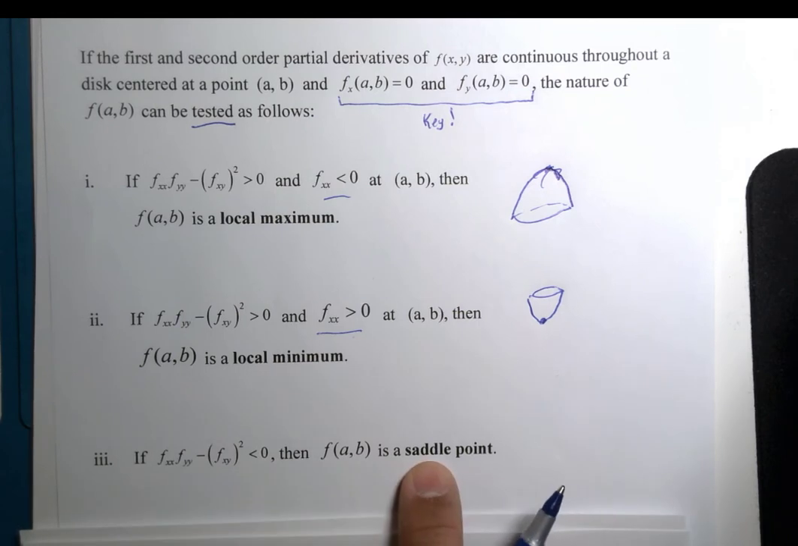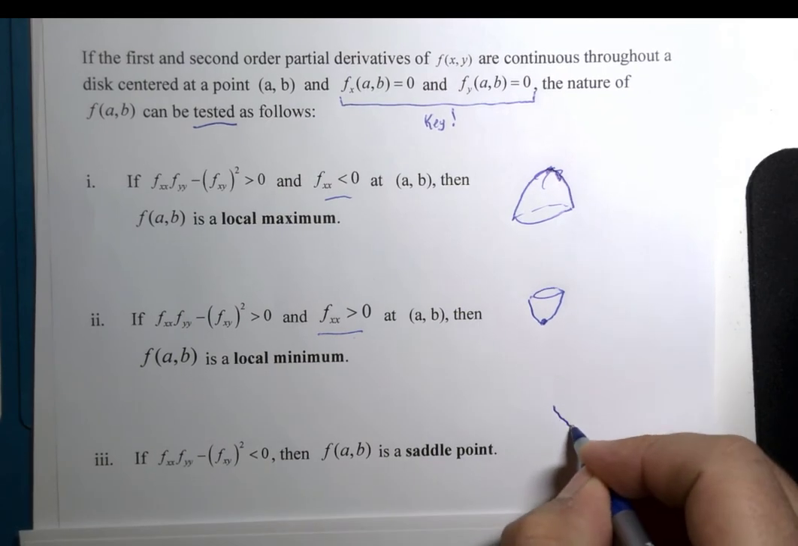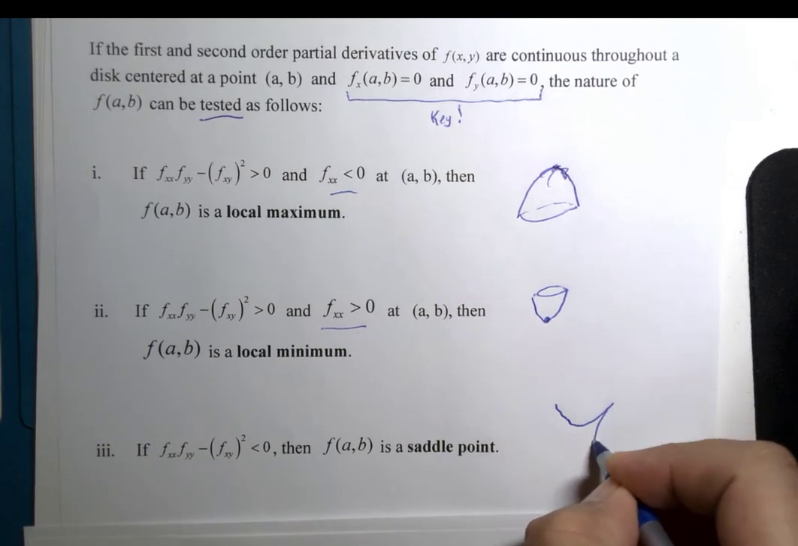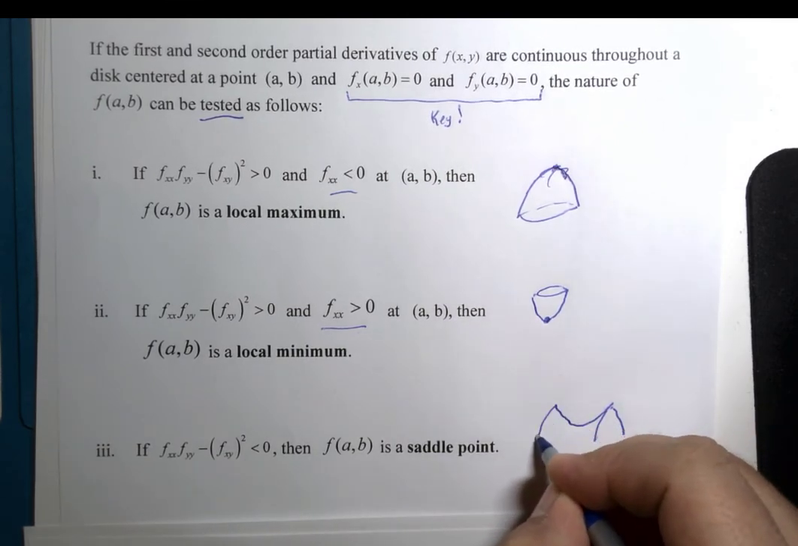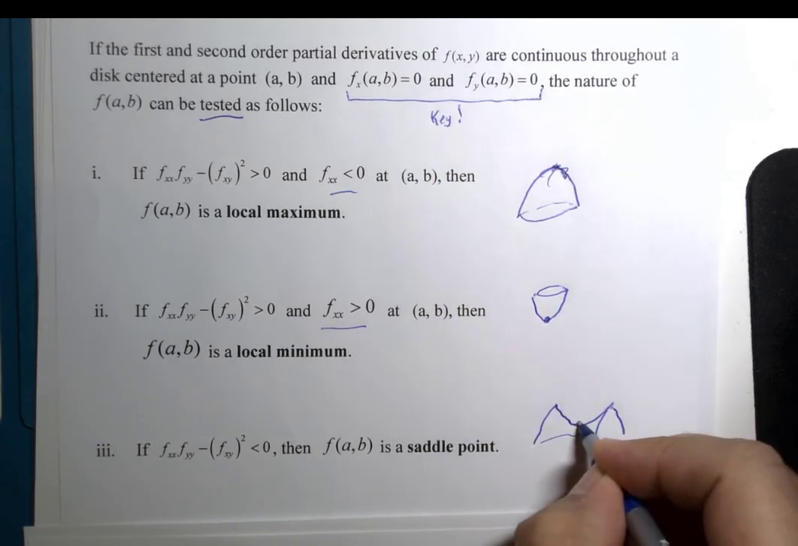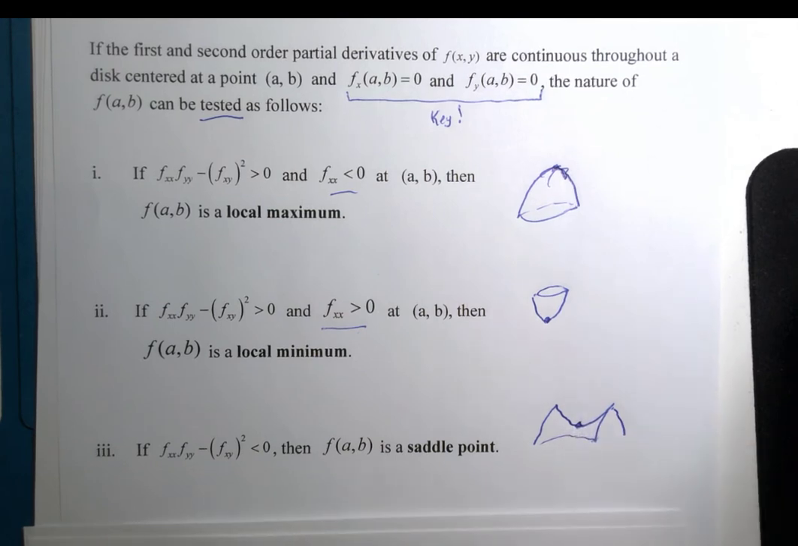If this term is bigger than that and you end up subtracting, you get a negative number, then you have a saddle point. That's the graph I just showed a moment ago. Okay, you have one of those points right there.